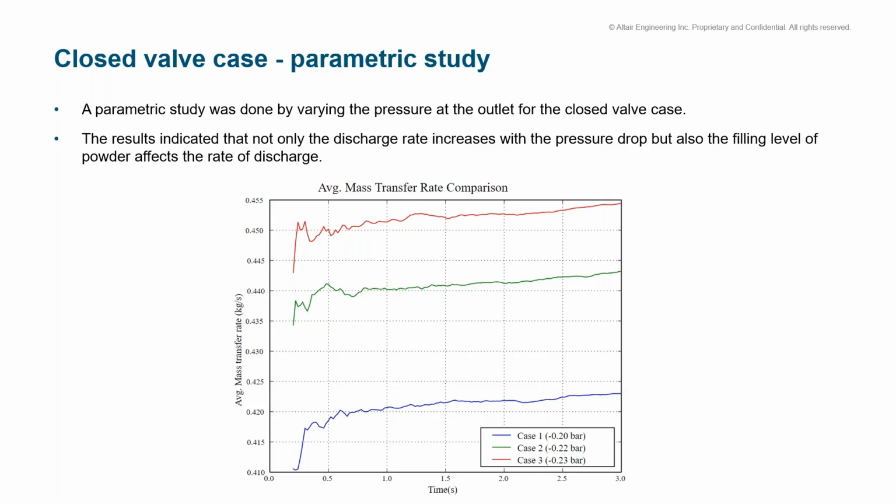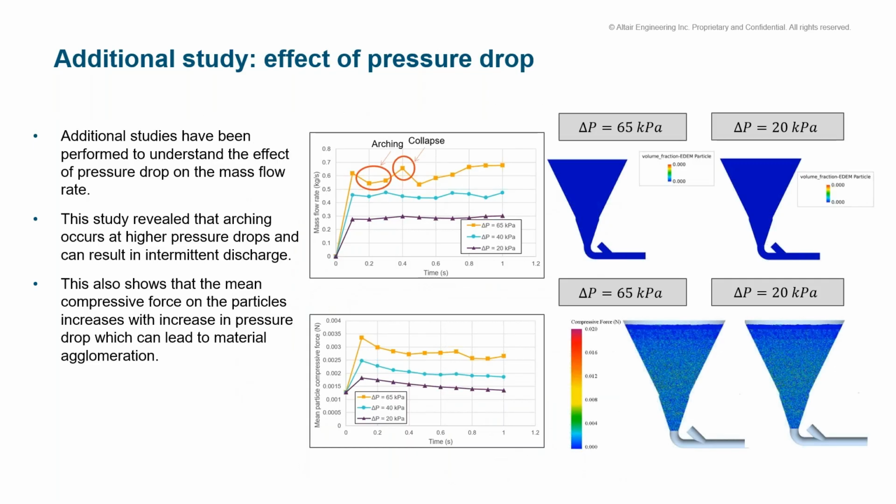We can see that here in this graph with three different pressure drops, and as we increase the pressure difference between the inlet and the outlet of the system, we can see the improvement in the mass transfer rate. In addition to this, a study was performed to analyze the effect of extreme pressure drops. We have seen that as we increase the pressure drop, we have better mass flow rate. But is that all? What if you go to an extreme pressure drop?